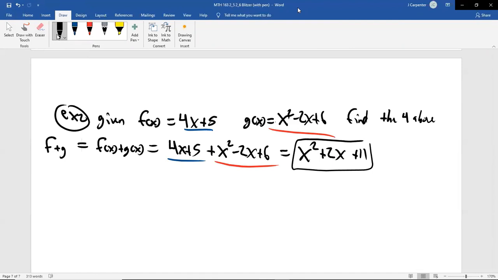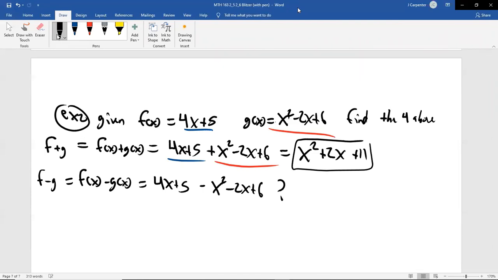Again, the actual math, nothing new. It's just injecting that new notation. So f minus g, that's the same thing as asking for f of x minus g of x, which again, we just take the blue minus the red, so 4x plus 5, then a minus symbol, and then we go x squared minus 2x plus 6, question mark.